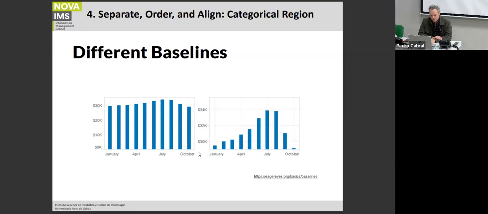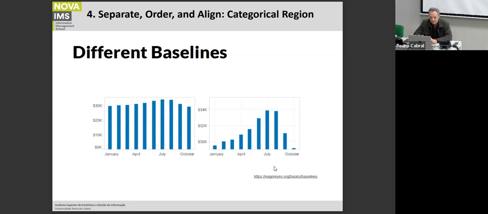Here we have an example. On the left, it starts at 0. On the right, the same data set starts at, I don't know, 28K or something like that. So you can see that the visual impact is very, very different, okay? Both are correct, but what do you want to convey as a message? Do you want to show some kind of stability? Maybe you select the left, right? If you want to show changes, maybe you show the right one, okay?